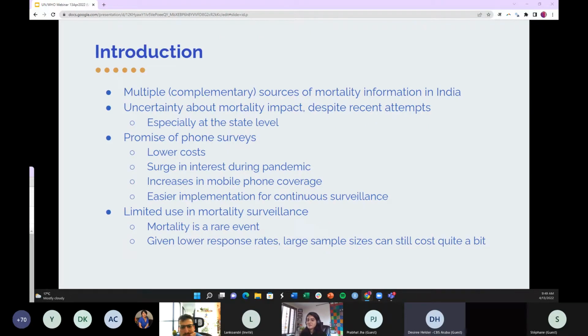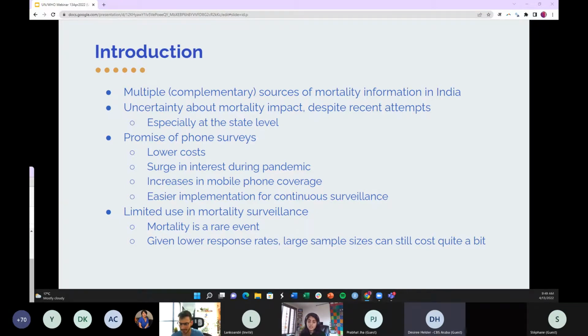Following on from the previous presentation on mortality in India, as many of you are aware, there are multiple fairly complementary sources of mortality information in India. But there's also a lot of uncertainty about mortality impact despite recent attempts, especially at the state level. And as the previous presentations have pointed out, phone surveys have emerged as a mode of data collection showing a fair bit of promise for a bunch of reasons.